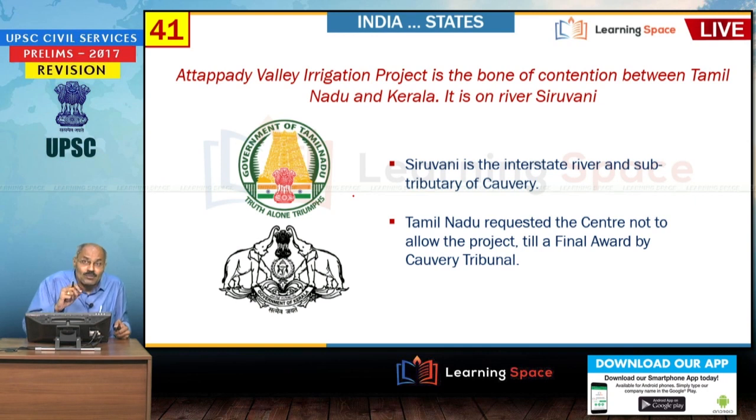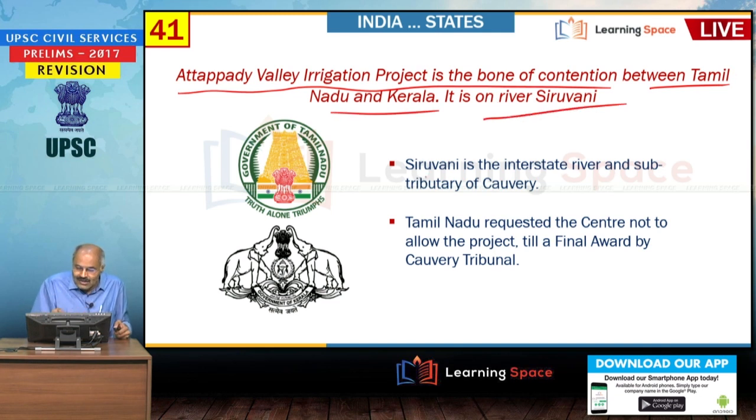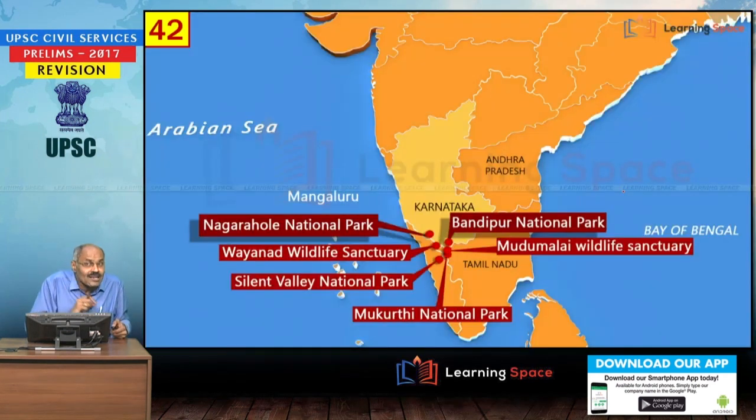And there is one dispute between Kerala and Tamil Nadu that pertains to the Attappadi Valley Irrigation Project. Attappadi Valley Irrigation Project is the bone of contention between Tamil Nadu and Kerala. It is on river Siruvani, and Siruvani is an interstate river and sub-tributary of Kaveri. So, do not forget these things.